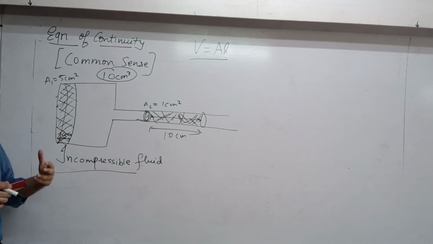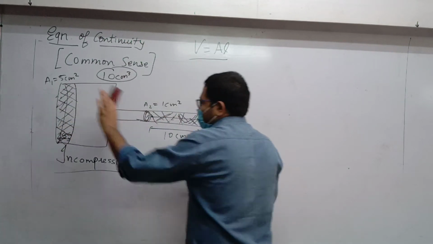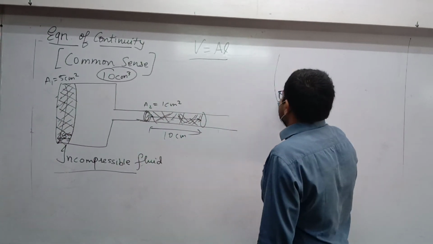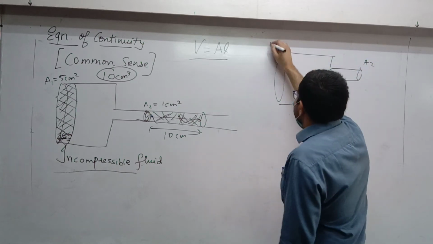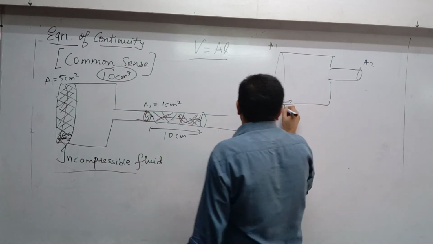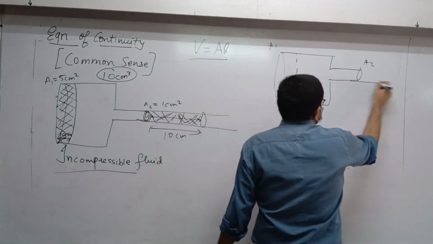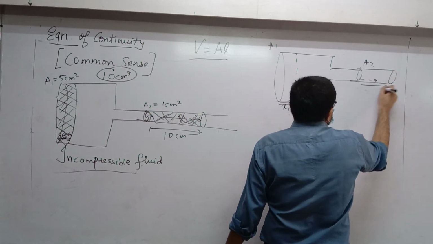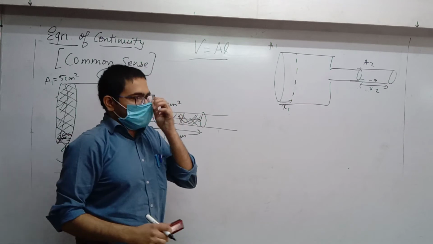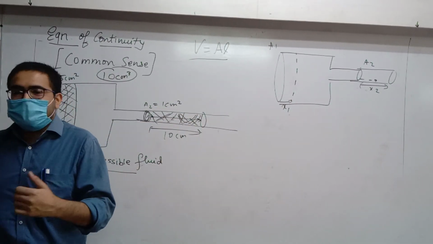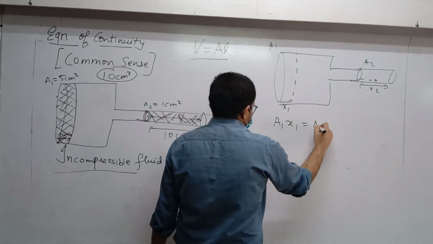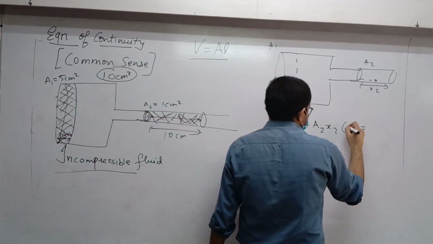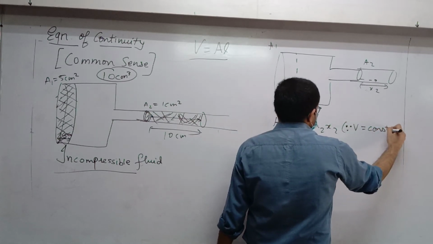If you have understood this, the mathematical form of it is called the equation of continuity. Let's derive it. Suppose here we have a piston with area A1, and here another with area A2. If this moves the distance x1 and this moves the distance x2, they are not the same, as you can all see.